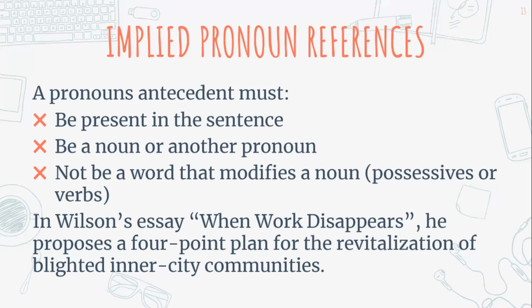And sometimes it can be implied because probably another sentence before this one would have given more context to Wilson and what he does in his essay. But again, the antecedent has to be present in the sentence in order for it to be clear.